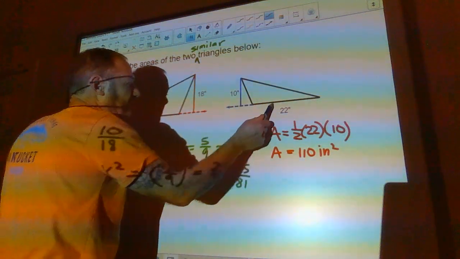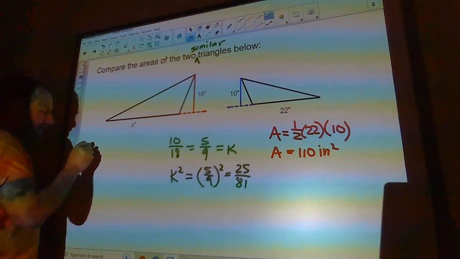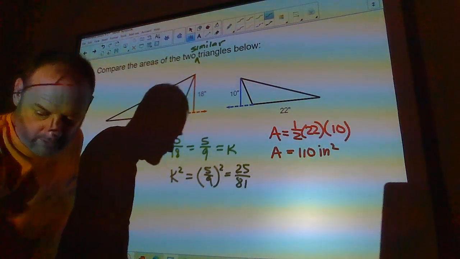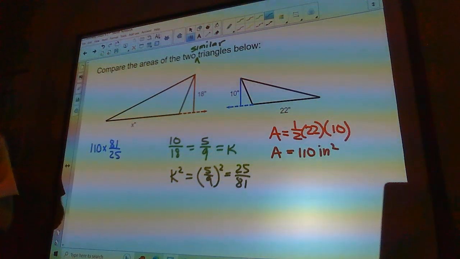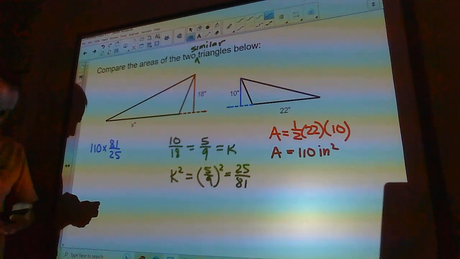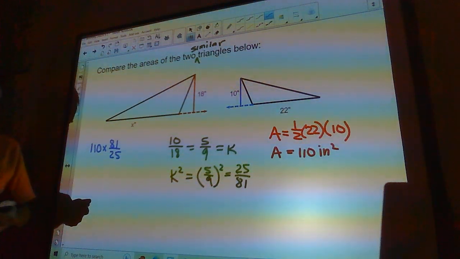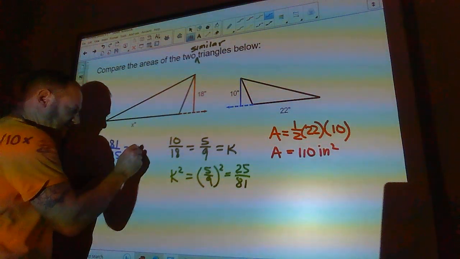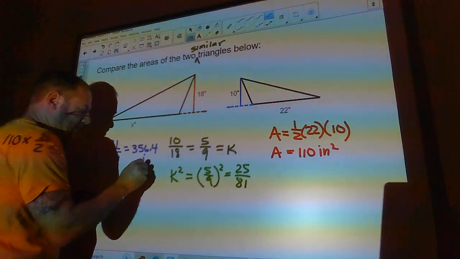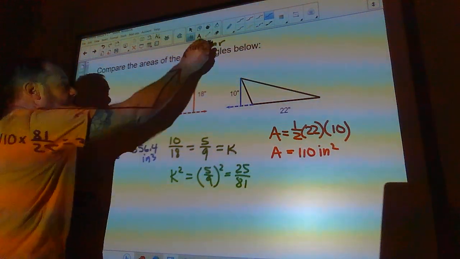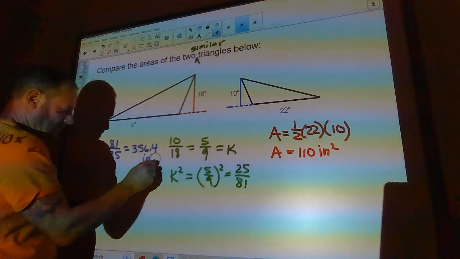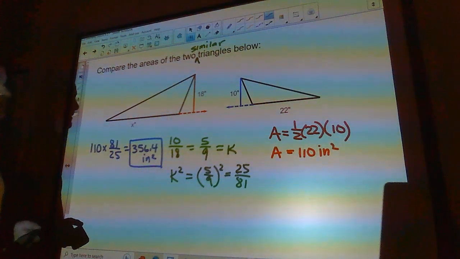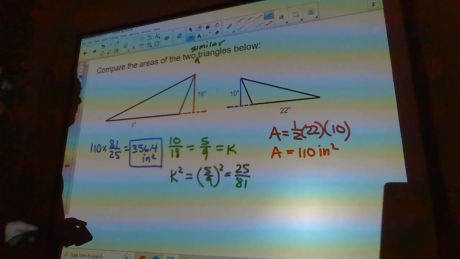So this is going to get bigger going from here to here. So I'm going to take 110 times 81 over 25. I get out my calculator and I go 110 times 81 divided by 25, and I get 356.4 cubic inches. Whoops, no, square inches. It's area. There we go. And I didn't have to figure out x.